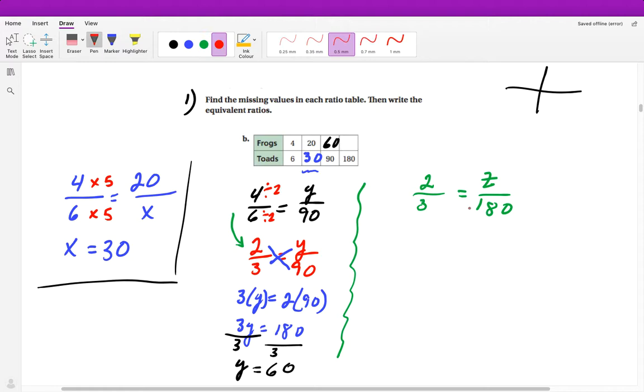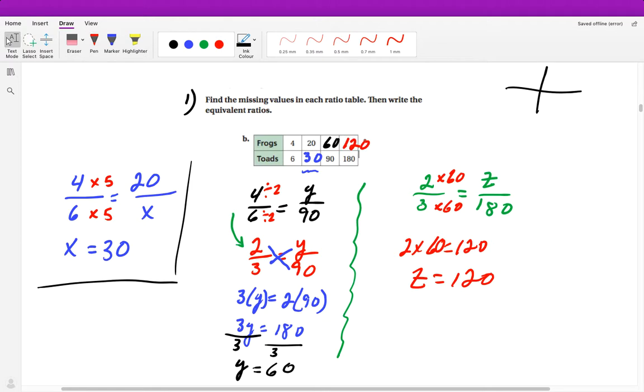Well, maybe now you know that 3 times 60 is going to give me 180, so that means I can solve for z by doing 2 times 60. And 2 times 60 is going to give me 120. So z is then equal to 120. So you see there are different ways that you can go about solving for this missing piece of your table.